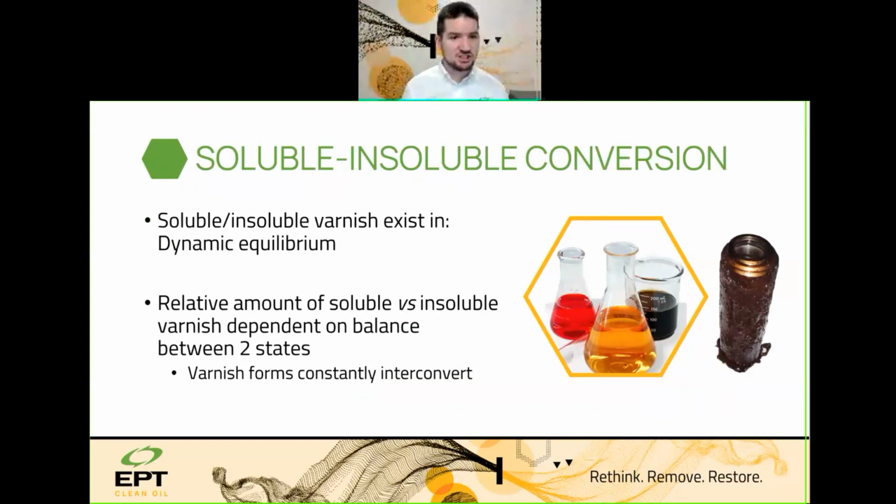Okay, so the reason that 72-hour hold time is so important is because varnish is a shapeshifter. It exists in a soluble state, it exists in an insoluble state. And like any other two states of matter that are related, they exist in dynamic equilibrium with one another. So we're getting into some freshman chemistry here again. What that means is that the relative amount of soluble varnish versus insoluble varnish in any system is dependent on a balance, an equilibrium between those two states. And the dynamic part of that equilibrium means that those two states are constantly interconverting. So soluble varnish is constantly forming insoluble varnish and vice versa. It's going back and forth. But at equilibrium, there's a balance and there's no net change in the amount of either.